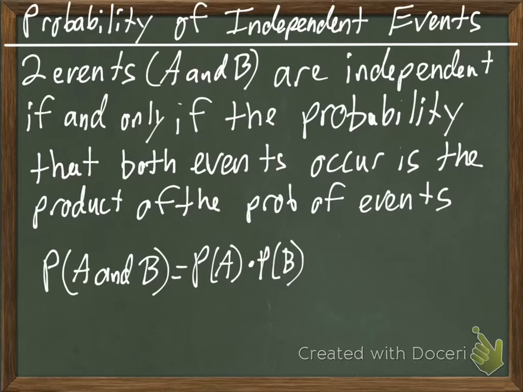When they're independent, we take the probability of A times the probability of B to see what the probability is that they both occur. So we're going to take the probability of the first event times the probability of the second event, and that'll tell us the probability that both events happen.